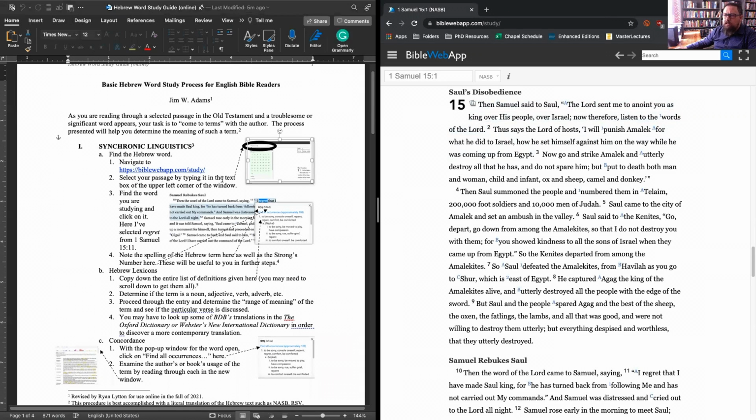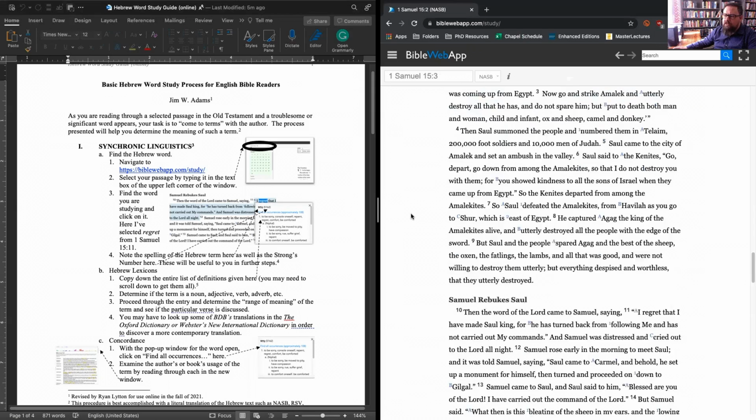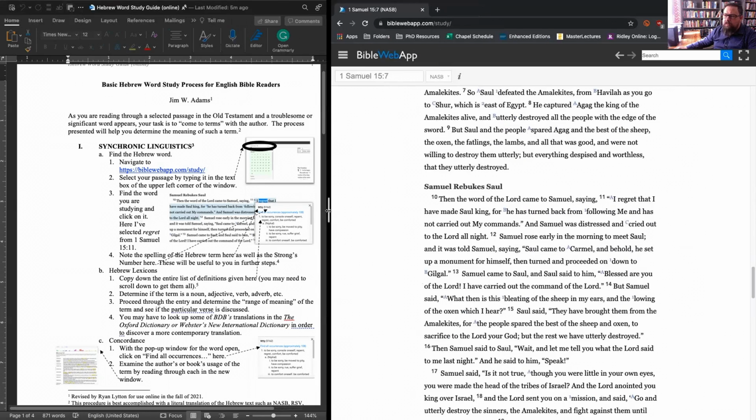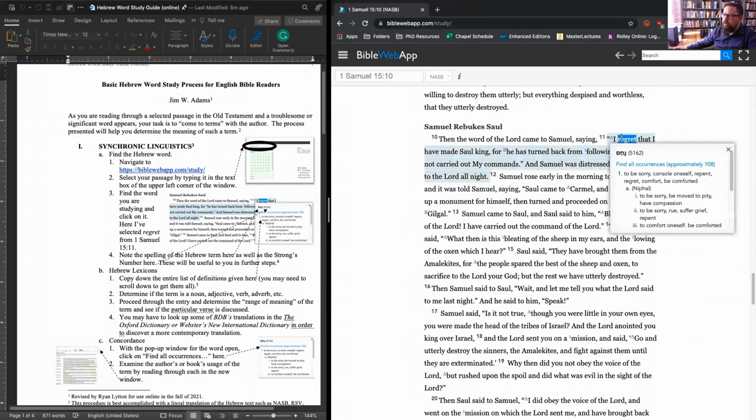So what we're going to do is navigate to that website. We're going to select our passage by typing it in up here, which we've done. Then we're going to find the word that we're studying and click on it. Now here I've got Nacham that I've selected for you. Now Nacham is not the word that you're studying. You're studying Shema, but for the example here I wanted to give you something else, and so I decided to do Nacham. So here we have in verse 11, regret.